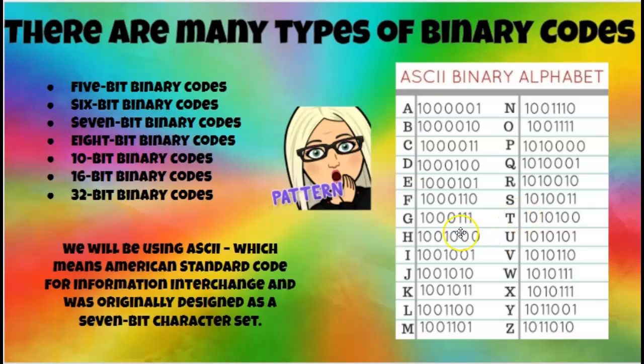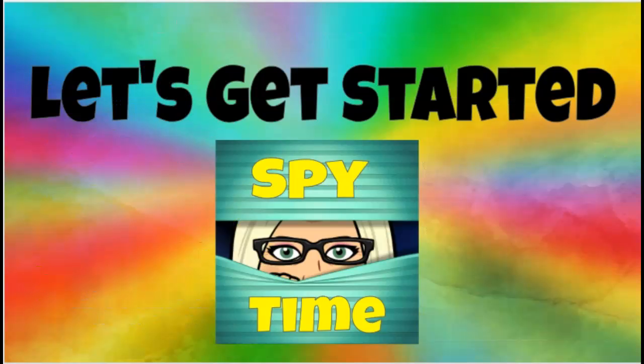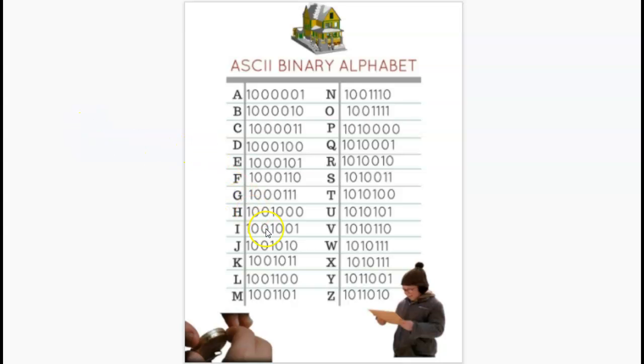So I'm going to be giving you this. So let's get started. Spy time. I'm going to be switching over to and showing you our instructions. So I'm going to be leaving you this. This is our secret breakdown of our secret code. And it shows you the binary code for the letters A, B, C, and all the way to Z.